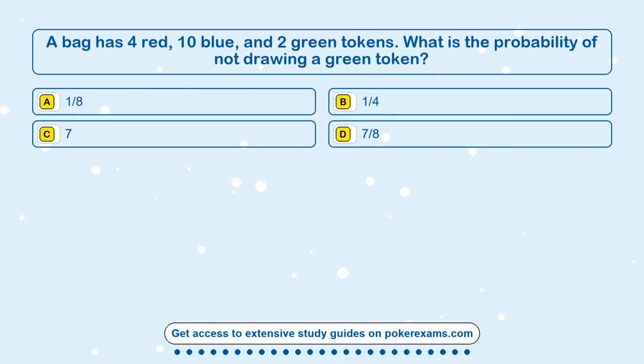Question 22. A bag has 4 red, 10 blue, and 2 green tokens. What is the probability of not drawing a green token? Option A 1/8. Option B 1/4. Option C 7. Option D 7/8.